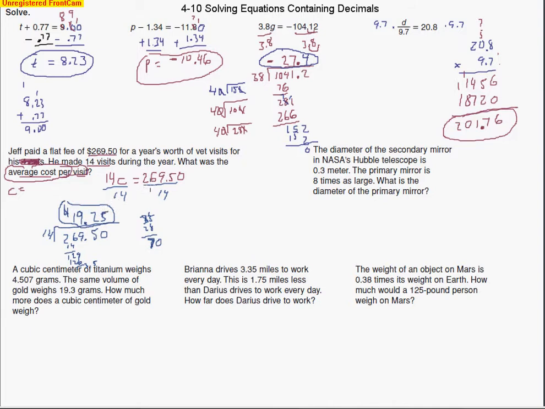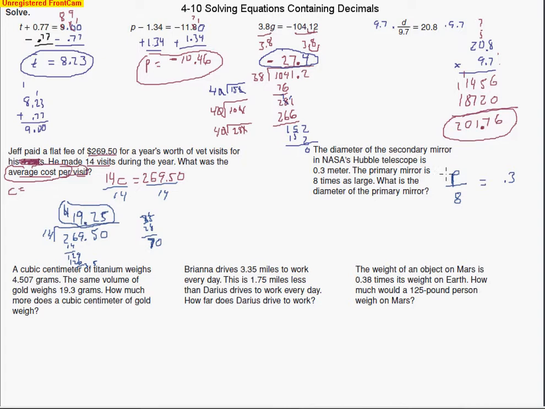So looking at our next problem here, it says the diameter of the secondary mirror of NASA's Hubble telescope is 0.3 meters. The primary mirror is 8 times larger. So they want to know the diameter of the primary mirror. Well, the primary mirror is 8 times larger. So here's the primary mirror. If it's 8 times larger, to equal 0.3, I would need to divide it by 8. See, this is what I would end up doing to get that 0.3, because it's 8 times larger.